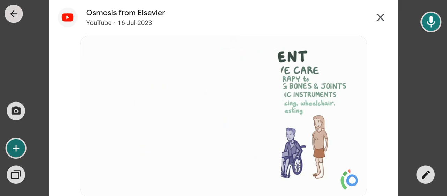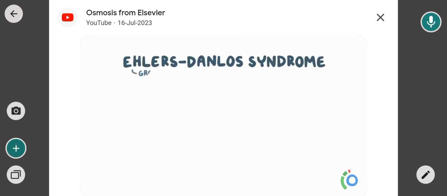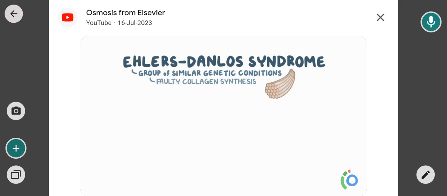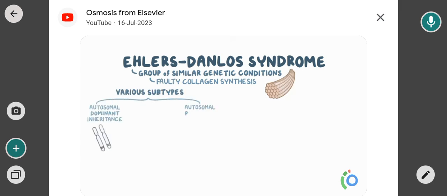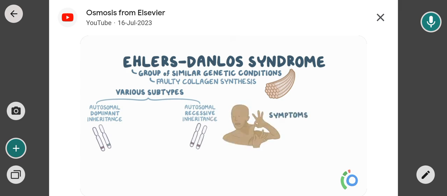Alright, as a quick recap, Ehlers-Danlos syndrome is a group of similar genetic conditions caused by faulty collagen synthesis. There are various subtypes, some of which follow autosomal dominant inheritance, whereas others follow autosomal recessive inheritance. The hallmarks of symptoms are stretchy skin, easy bruising, and joints that are super flexible.